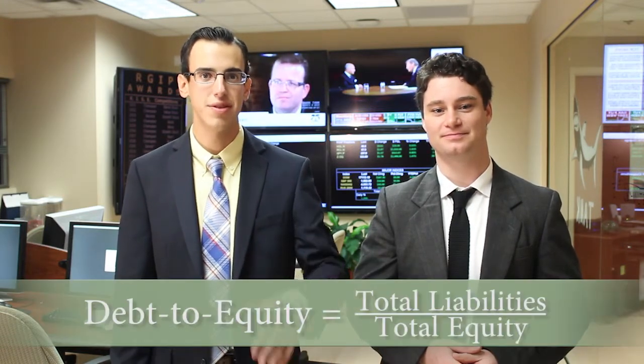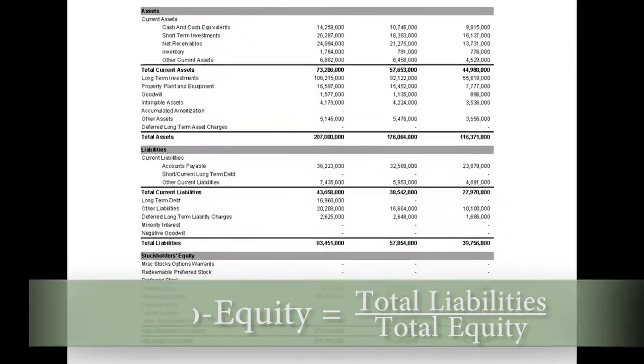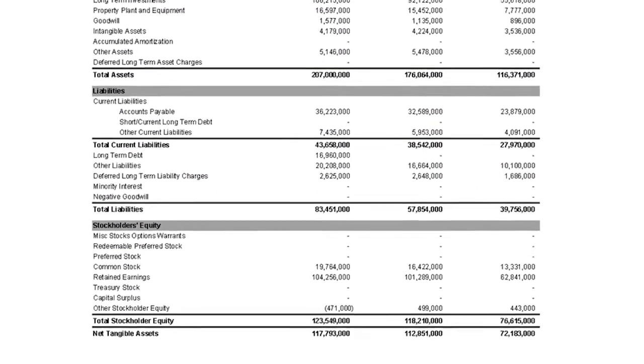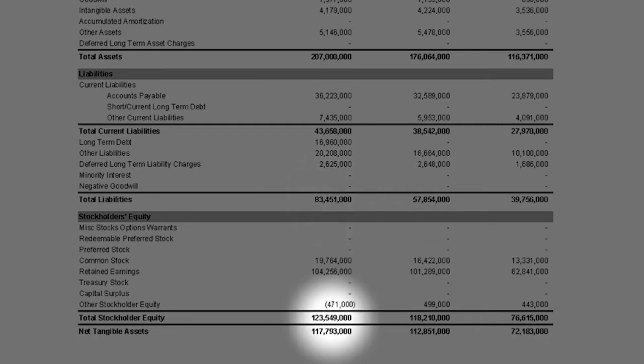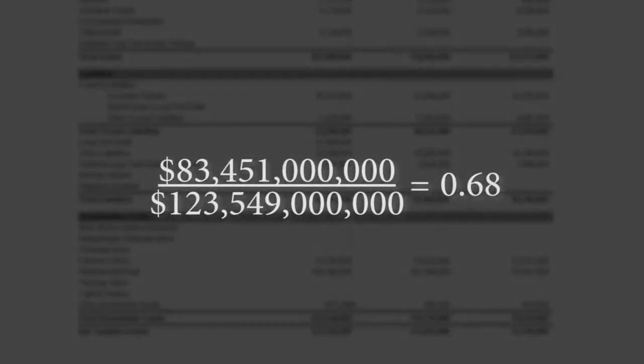The debt to equity ratio can be found by taking total liabilities and dividing it by total equity. For our debt to equity ratio, if we take a look at our balance sheet, we can see that total liabilities equals approximately $83.5 billion. We would divide this number by total stockholder equity, the second line from the bottom, of $123.5 billion to get a debt to equity ratio of 0.68. Now, a high debt to equity ratio may not be a bad thing. It could just mean that the company is aggressively financing. It relates heavily to their capital structure.